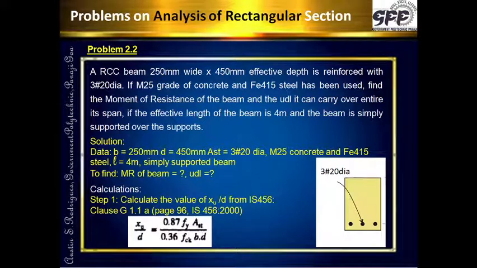So let us start with another problem so as to get a clear view of the analysis of rectangular section. Let us try to understand the moment of resistance and something more than what we have done in the previous problem. Now over here we have been given an RCC beam 250 mm wide. The width has been given as 250 mm by 450 mm effective depth.